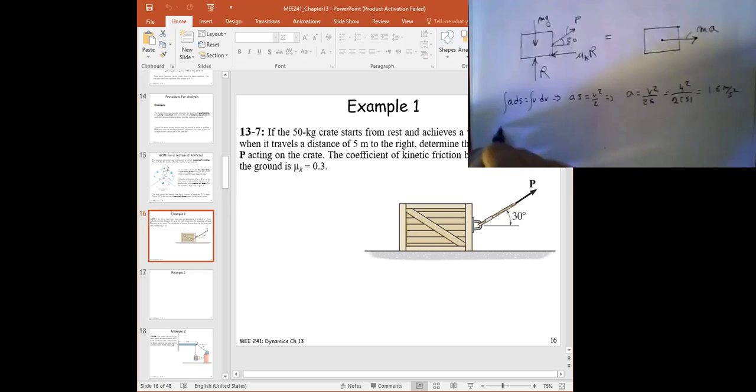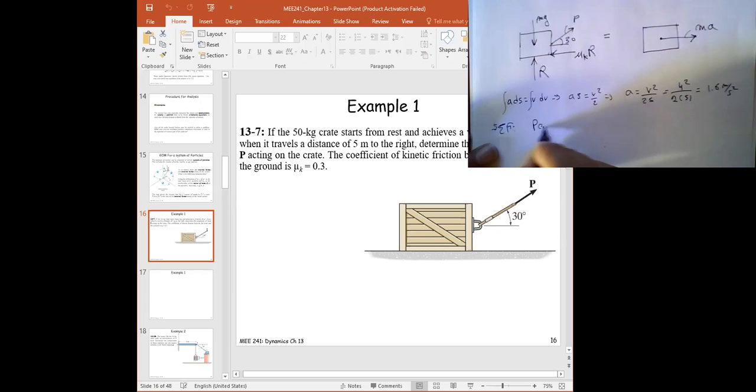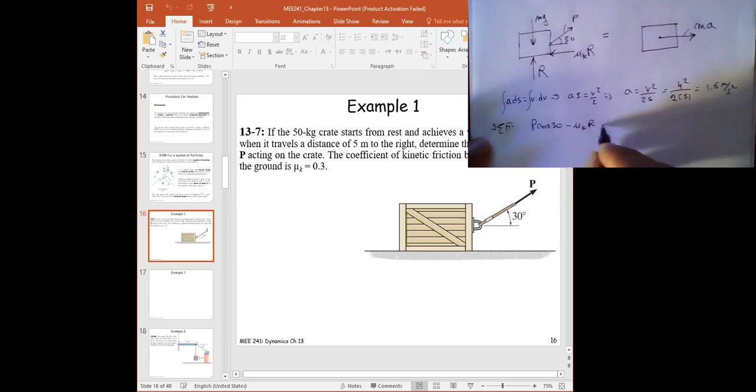P is 30 cosine, sorry. You want to sum the forces, right? Yes, in the X direction. So P cosine 30 minus what? mu k times R, right? Equal to MA. So I have A, do I have R? How can I find R? We sum the forces in the Y.